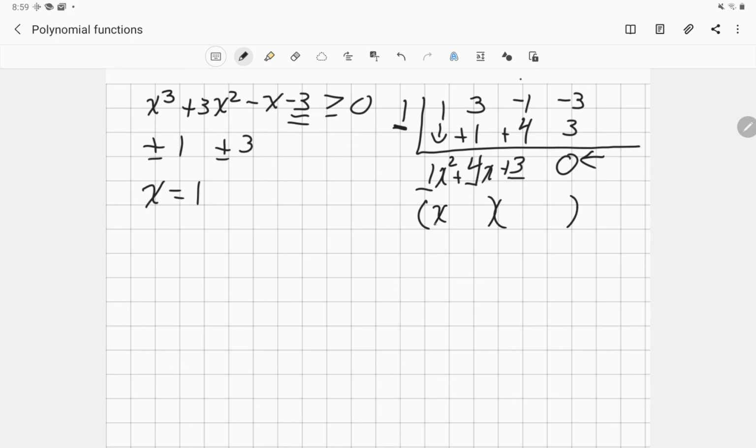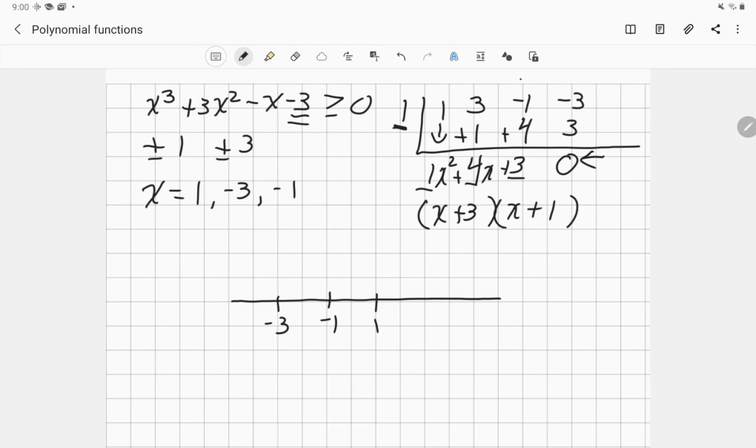If I was to factor that, that would be x plus 3 and x plus 1, meaning that -3 would be a real 0 or a critical number, and so would -1. So now those are going to make up my test intervals. So again, thinking about a number line, we're going to have -3, we're going to have -1, and we're going to have 1.